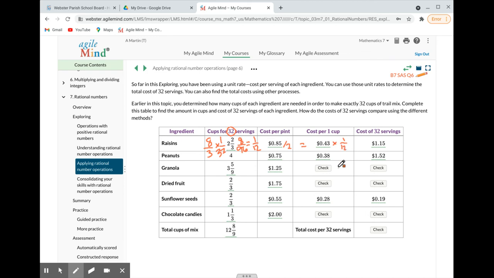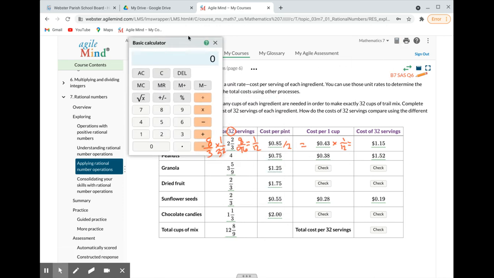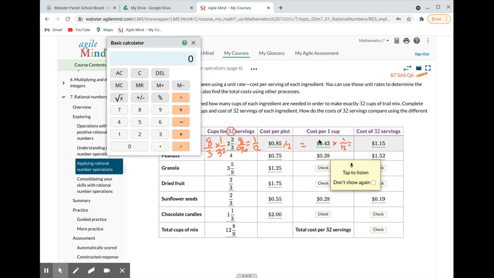Okay. Once we do that, we'll take this calculator. If you're not writing this down, you might want to do it. We're going to multiply that by 1/12. So we're going to take 0.43 times 1, and then we're going to divide it by 12.